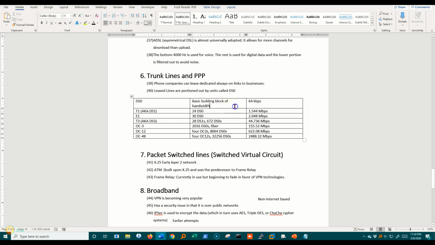I don't even know what DS stands for. I should look it up sometime. Probably means digital subscriber 0 or something like that. The basic building block was 64 kilobits per second.